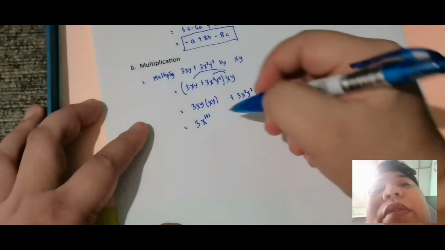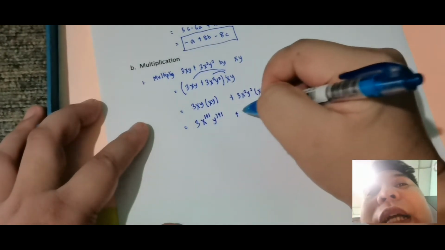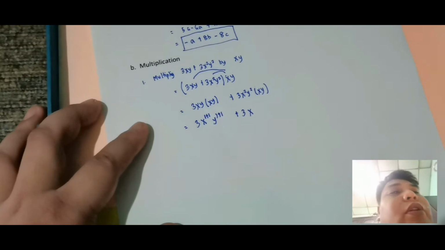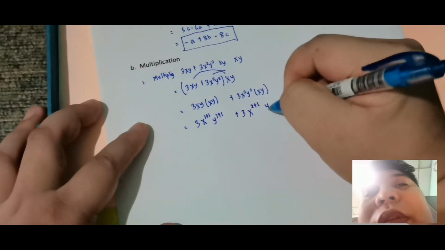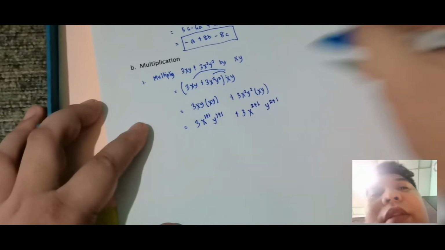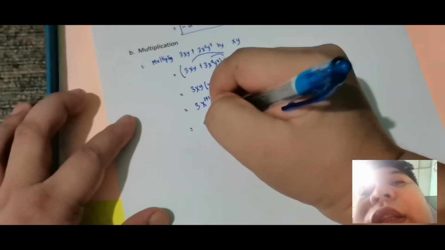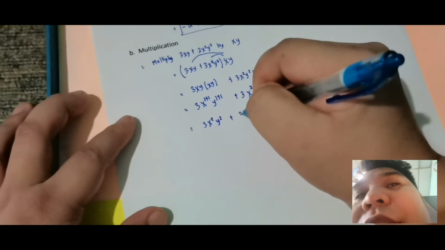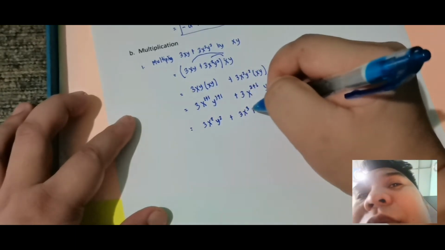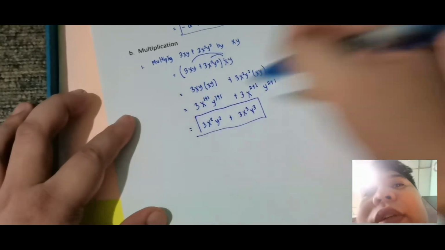Yung y, ganun ulit, dalawa y. That is y raised to 1 plus 1. Next, plus 3. Then merong x squared tapos x. So that is 2 plus 1. Then y raised to 2 plus 1. Yun yung rule of exponent. Kasi pag parehas ng variable, ina-add yung exponent. So therefore, this is equal sa 3 x squared y squared plus 3 x cubed y cubed. Okay, so therefore ito yung kanyang sagot.